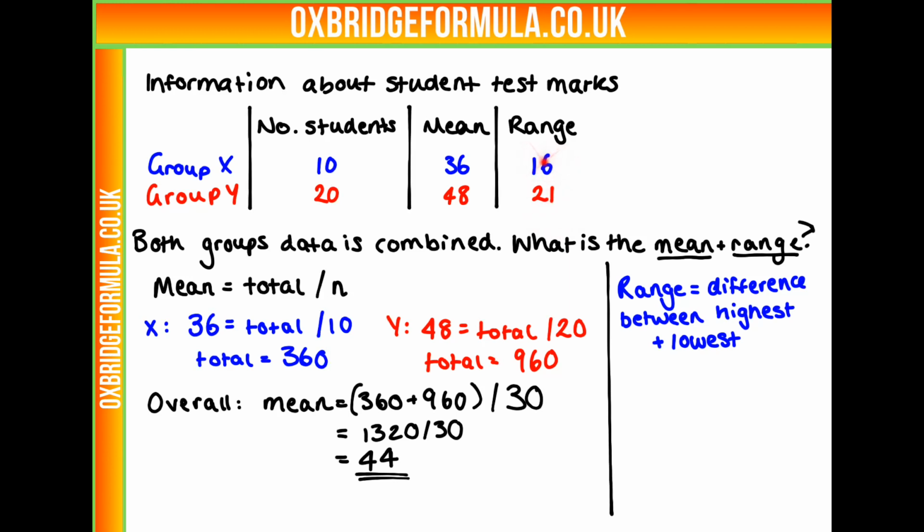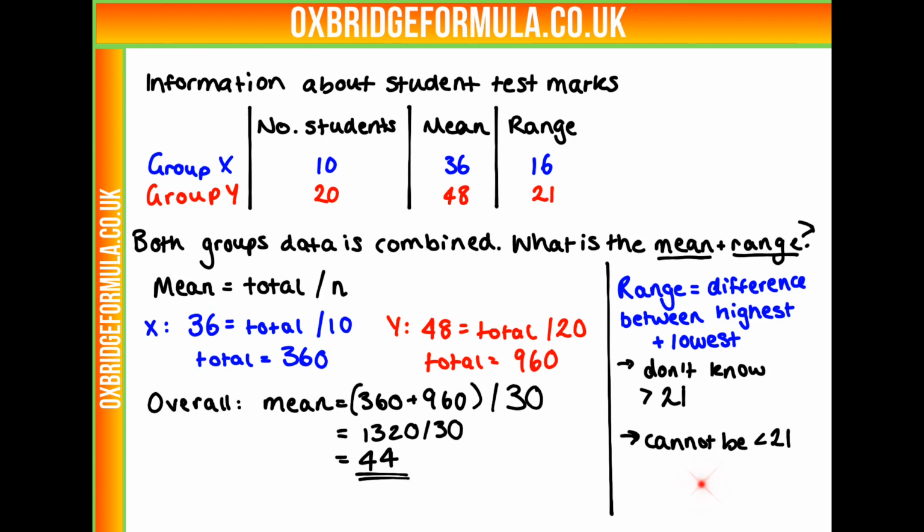What does this mean about the overall range? Well, we don't actually know if it's going to be any bigger than 21. It could be if the marks in Group X were lower than the lowest mark in Group Y, but we don't have that information. We don't know if it's going to be any bigger than 21.